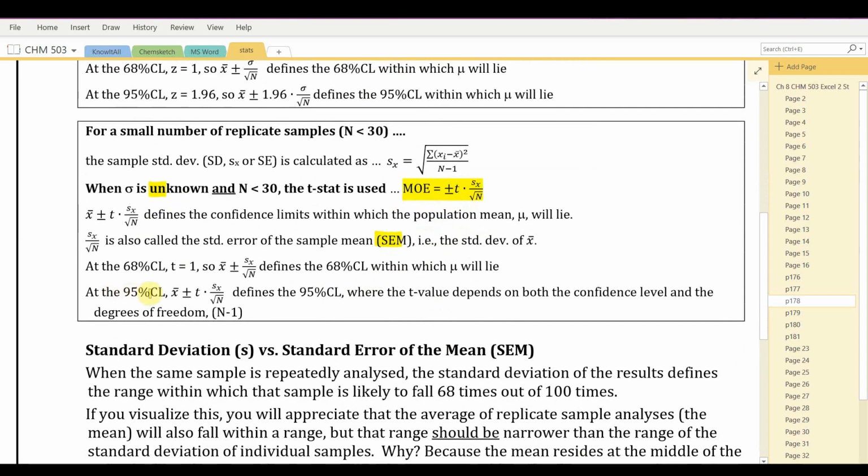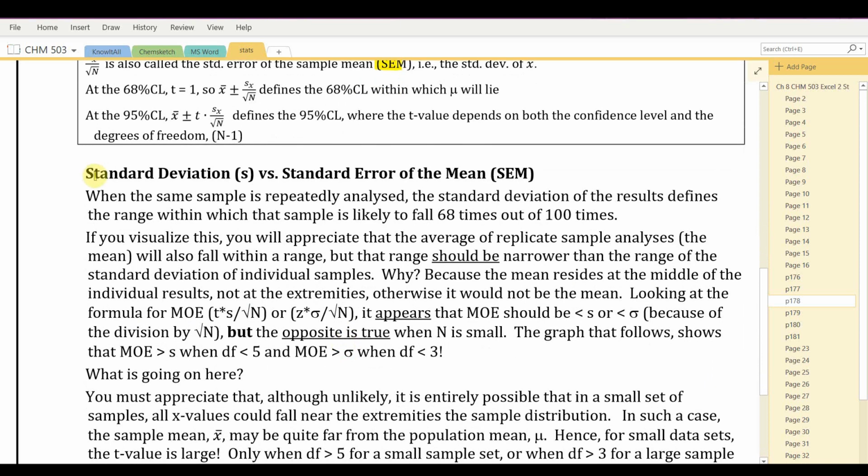At the 95% confidence limit, x bar plus or minus t times sx over root of n defines the 95% confidence limit. But the t value depends, of course, upon the confidence level and the degrees of freedom, n minus 1. Please stay with me here. This is important to understand. So the standard deviation, S, versus the standard error of the mean, SEM.